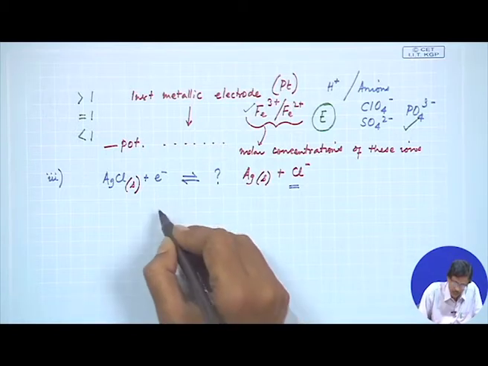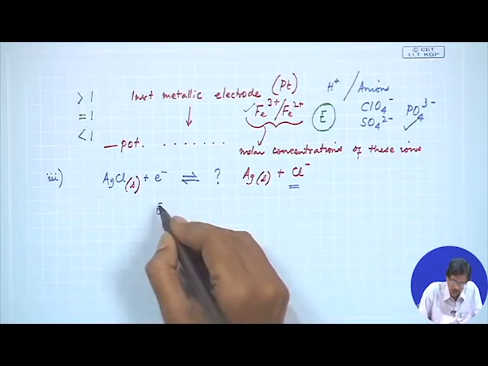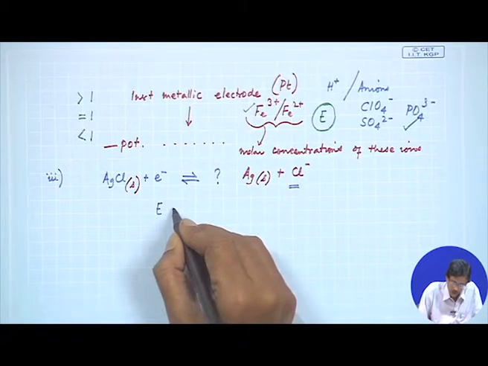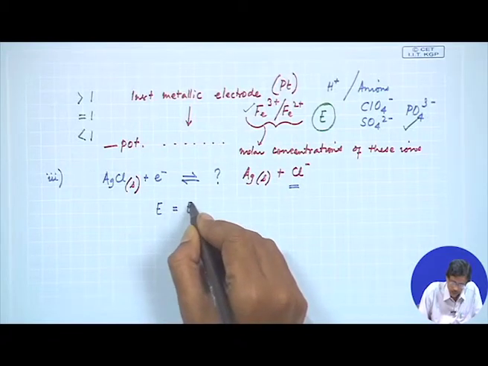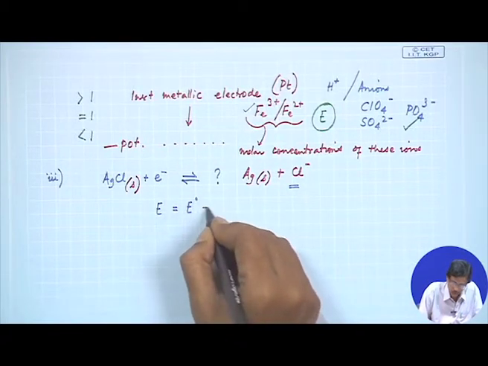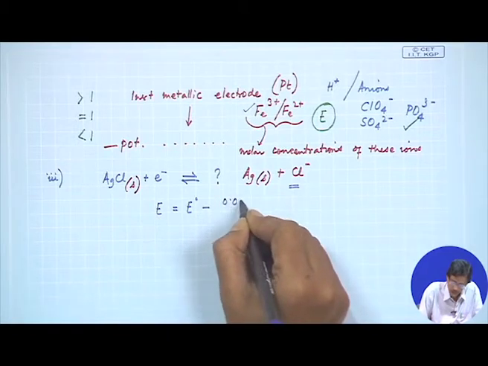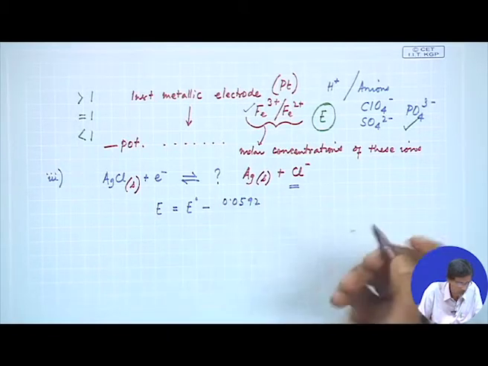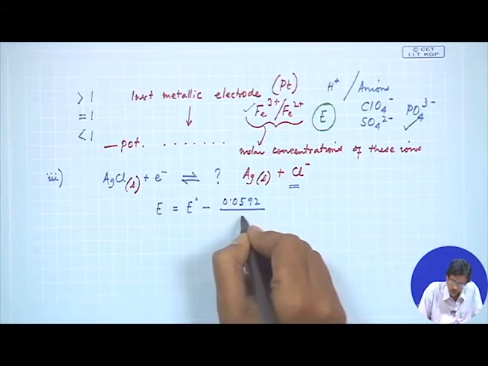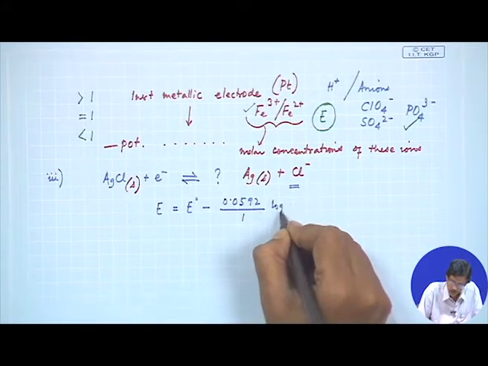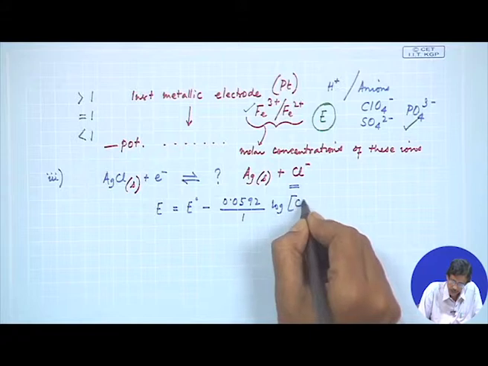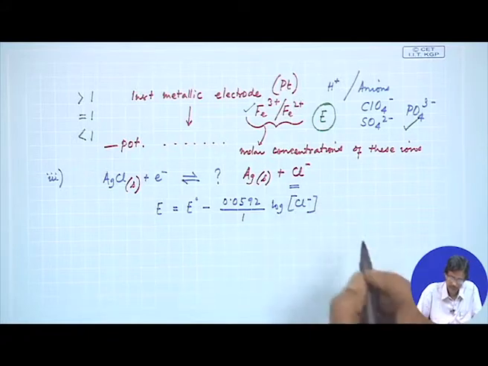So, this E value, according to your Nernst equation, will be equal to E0 minus 0.0592 by 1, then log of the concentration of your chloride ion.